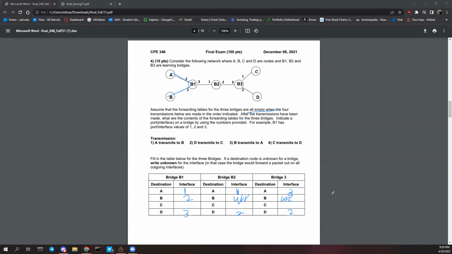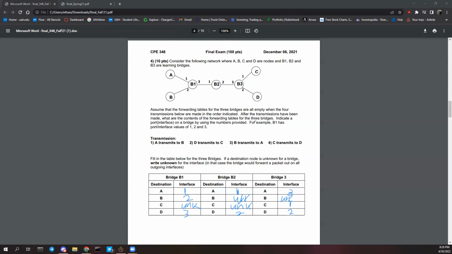So we have unknowns. Next message is the last one, C to D. It transmits here. So B3 now knows where C is. It's on interface 1, but the rest of them will never know. And that's how it's done. This answer matches his solution spot on. Good catch, Seth. All right, so that's how that's done.